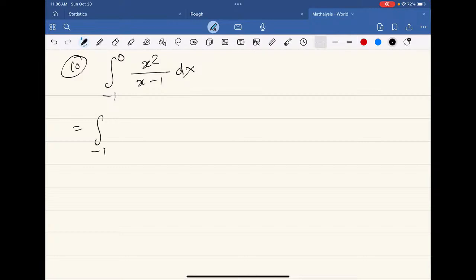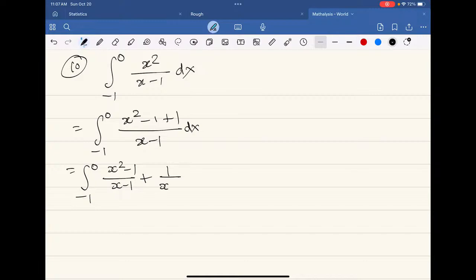Integral from minus 1 to 0, I can set it as x square minus 1 plus 1. I'm doing this so that I can isolate two expressions, x square minus 1 by x minus 1, plus 1 by x minus 1 dx.